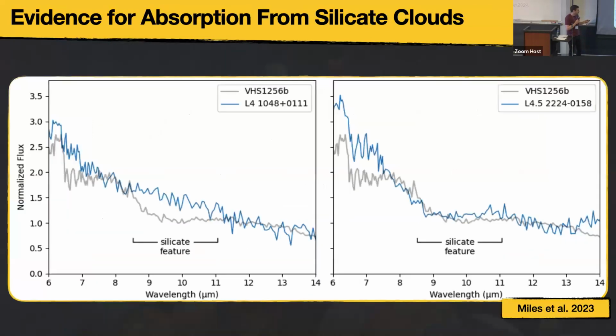Moving slightly further out towards the MIRI wavelengths, we see this really nice silicate feature. In gray here, we have the data from VHS 1256b, and then we're comparing that to two observed spectra from different brown dwarfs, one with that silicate feature and one without. This is really exciting to see because it's evidence for clouds in the atmosphere of this object that may be driving its variability through patchy cloud coverage, and is a really strong signal that we can start to detect this feature for lower mass objects as well and start to understand how clouds form in atmospheres and how they behave.